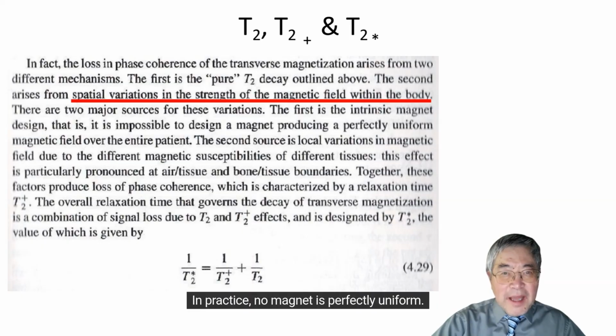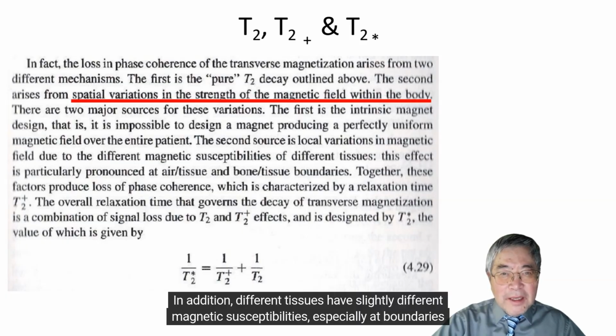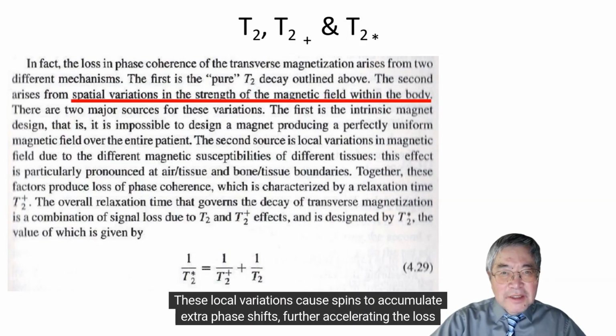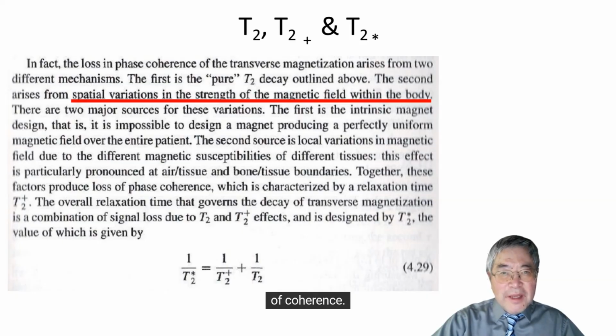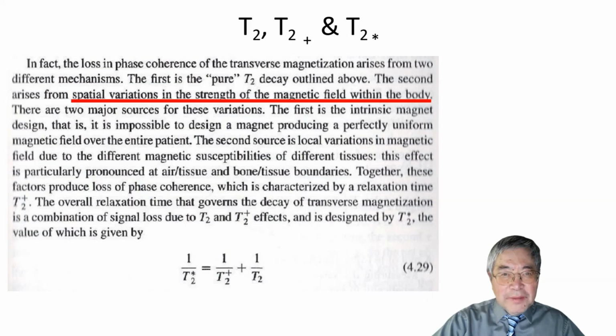In practice, no magnet is perfectly uniform. There are always small imperfections in the main field B0. In addition, different tissues have slightly different magnetic susceptibilities, especially at boundaries between air and tissue, or bone and tissue. These local variations cause spins to accumulate extra phase shifts, further accelerating the loss of coherence. This additional contribution is represented by T2'.